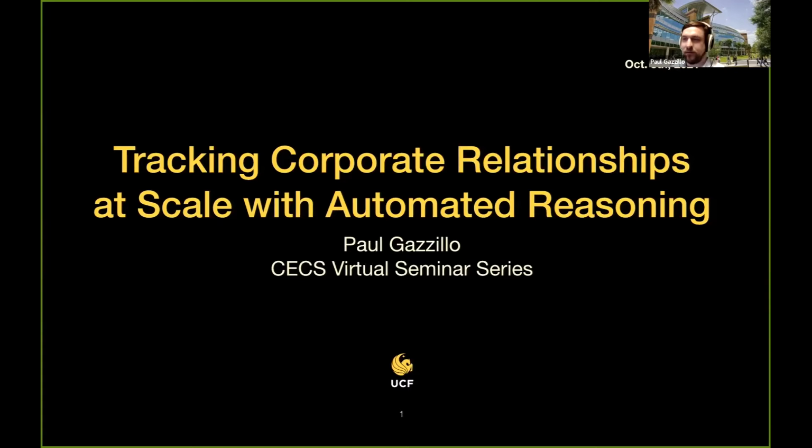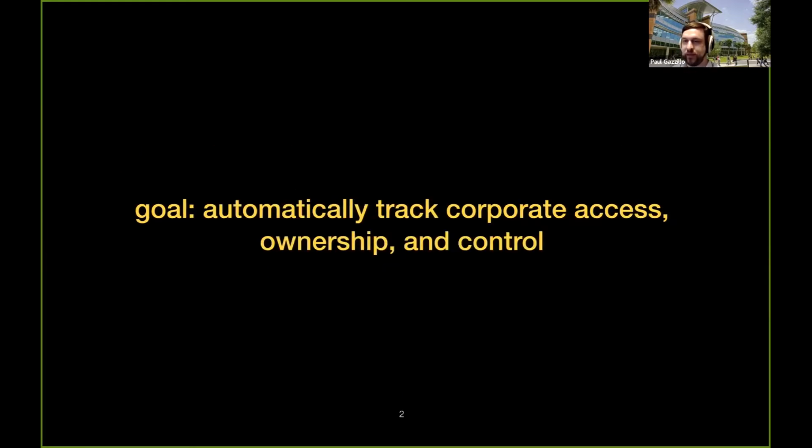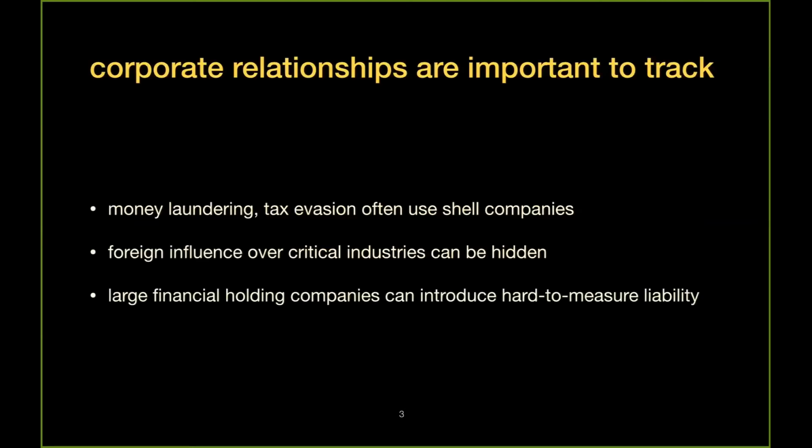I'm going to be talking about tracking corporate relationships. This is a brand new project, as Supi mentioned before at the beginning of the session. And the main goal of this is to automatically track corporate access, ownership, and control relationships. And you might be wondering, why does this matter? Why is this important? And it's important for several reasons.